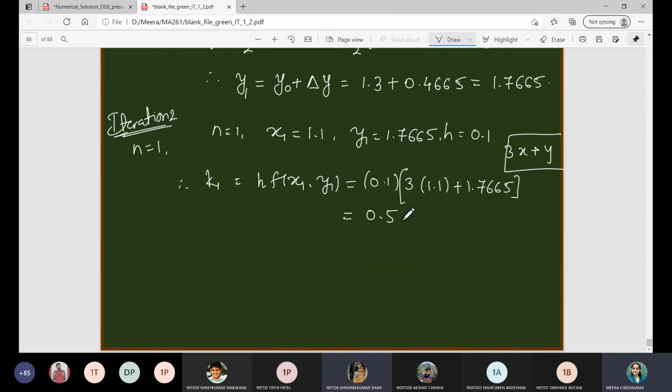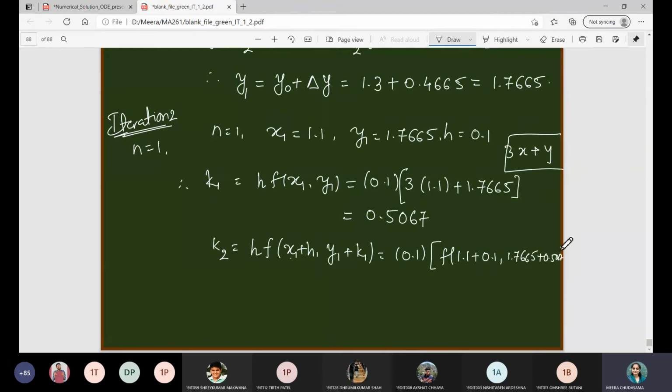0.5066 or 0.5067? 0.5067, very good. Now K2, so what will be the formula for K2? It is h f(x1 plus h, y1 plus k1). So it is 0.1. x1 plus h means it is 1.1. Let me write 1.1 plus 0.1, and y1 means it is 1.7665 plus k1, which is 0.5067.